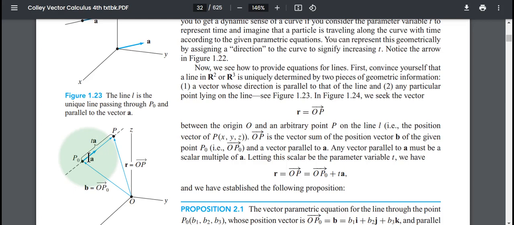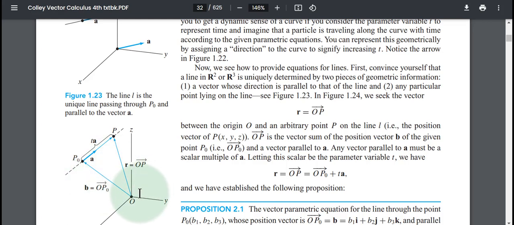We have to say that it goes through a particular point, and we're saying that it goes through the point P0. So now what can we say about this OP? Well, if you look at it, we can see that if you take the vector OP0, remember P0 is given, so we can certainly talk about the vector OP0, which they call B, this vector here.